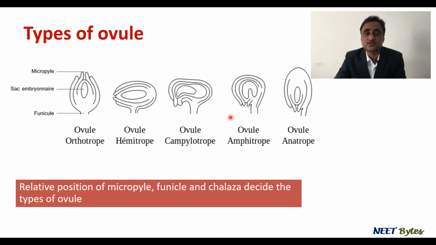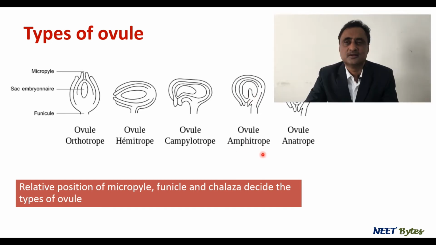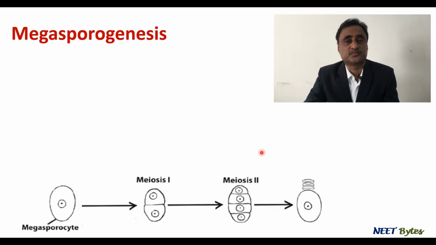So this question is often asked: in which type of ovule is the ovule going to be horseshoe shaped? That is amphitropous, right? Now let's talk about megasporogenesis.